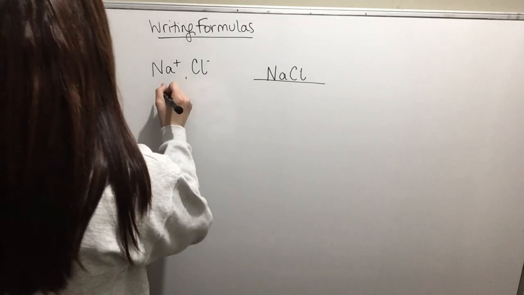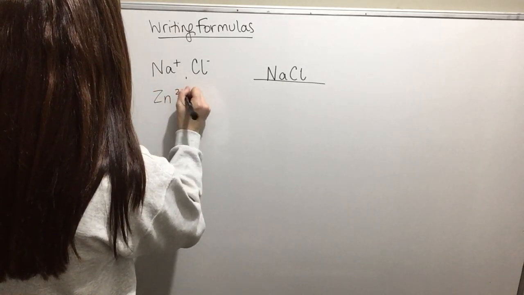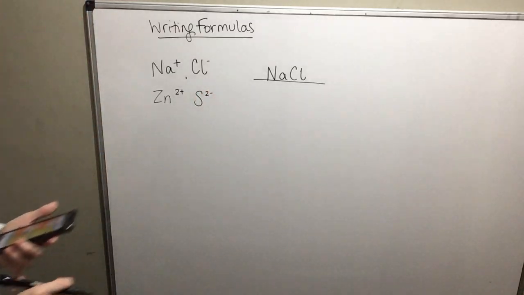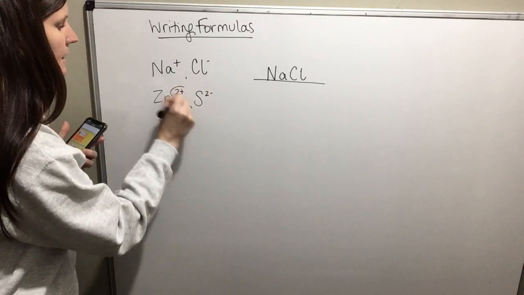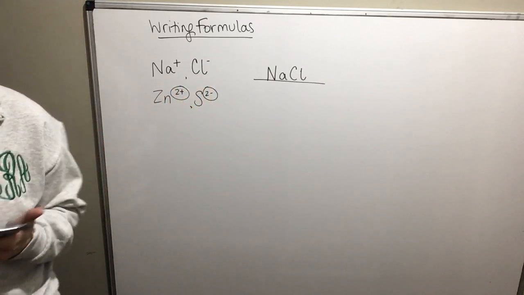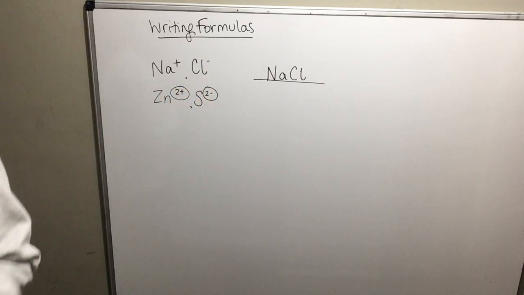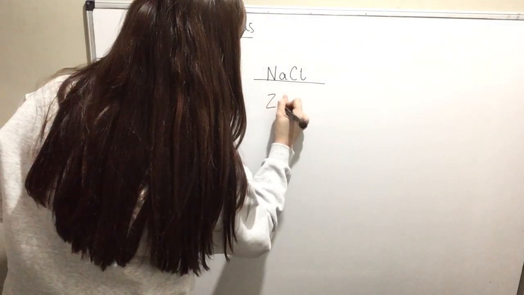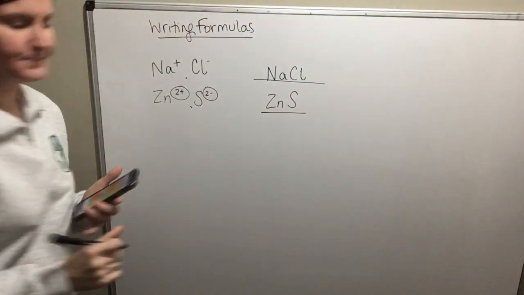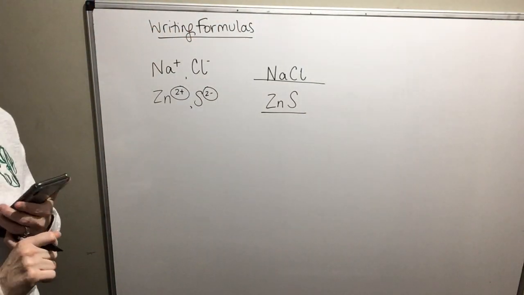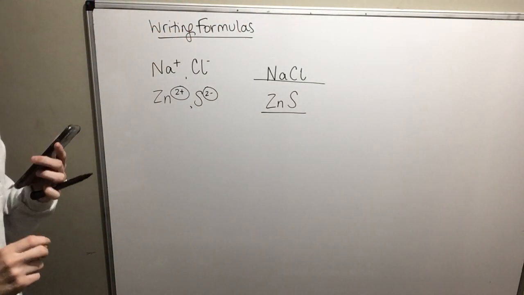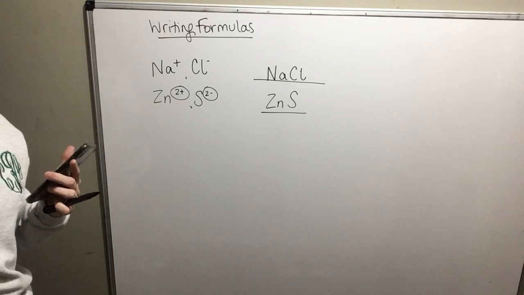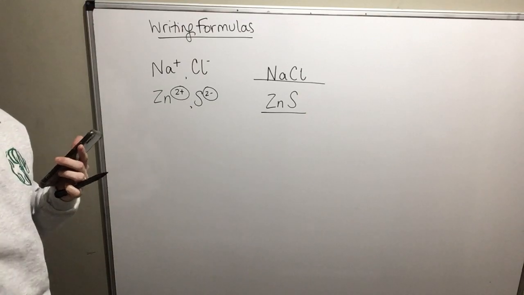Okay, the next one is Zn2 plus and S2 minus. Again, we see that these charges are equal, 2 plus and 2 minus, so we just write ZnS. Please make sure you go back in your notebook and correct these things. We will have a quiz later on this week, and you need to make sure you understand this so that you can do your quiz correctly.